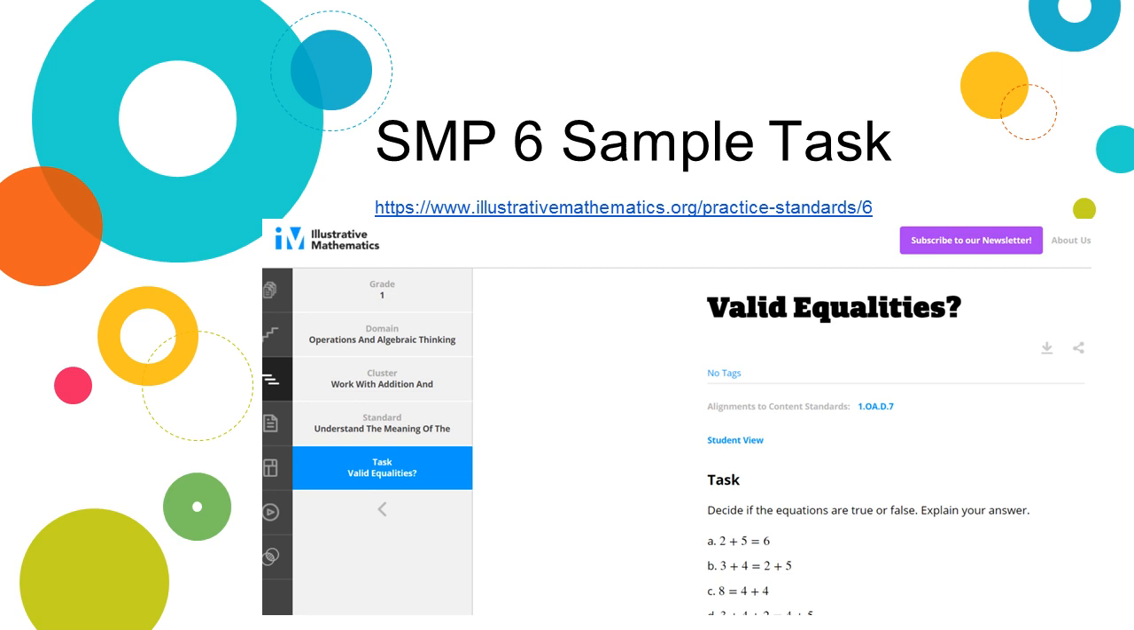There are many possible explanations, so there is a variety of kinds of explanations in the solutions when you go to this website. For example, the first one you see, 2 plus 5 equals 6. Well, you know 2 plus 5 is 7, not 6, so that is false. But maybe a student would change the 2 to a 1 and say, I know that 1 plus 5 is 6, and then it would be true. So then your students are attending to precision.